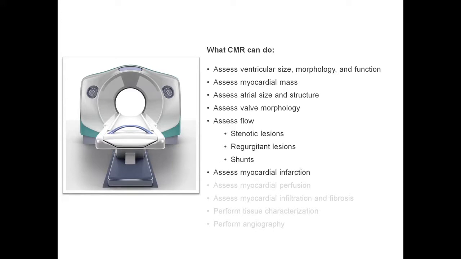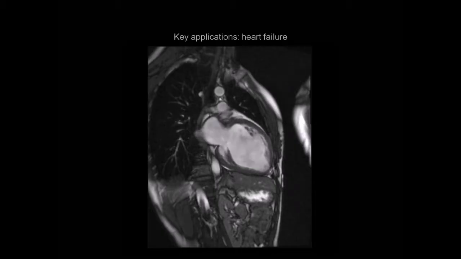Using late gadolinium enhancement, we can assess myocardial infarction, and as part of that, we can also assess myocardial viability. CMR is also valuable in assessing myocardial perfusion, and we can also use CMR to assess myocardial infiltration and fibrosis. We can also use CMR to perform tissue characterization, and we can also use it to perform angiography. CMR clearly then has a wide range of applications, but there are some key applications that are used most commonly.